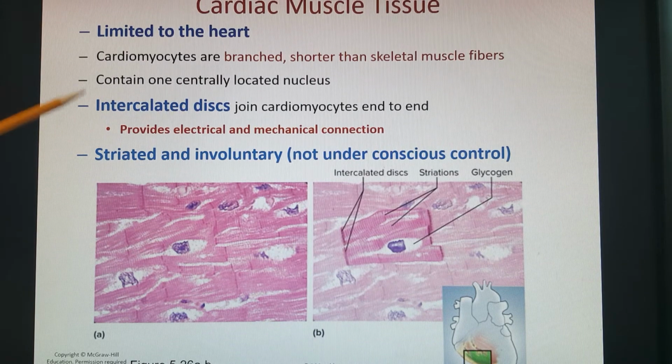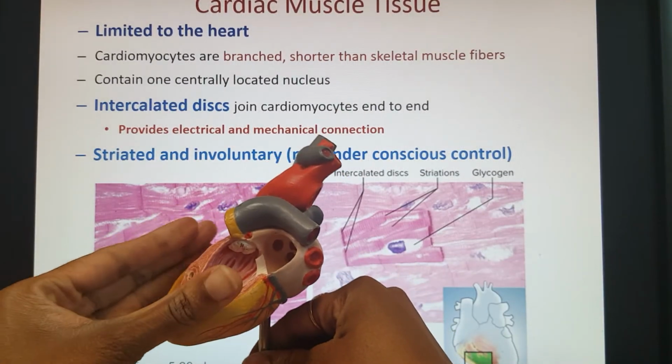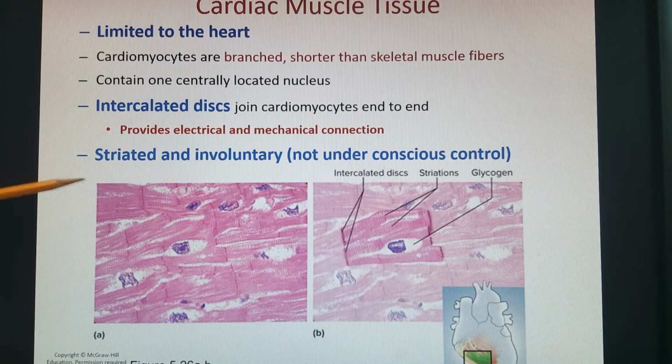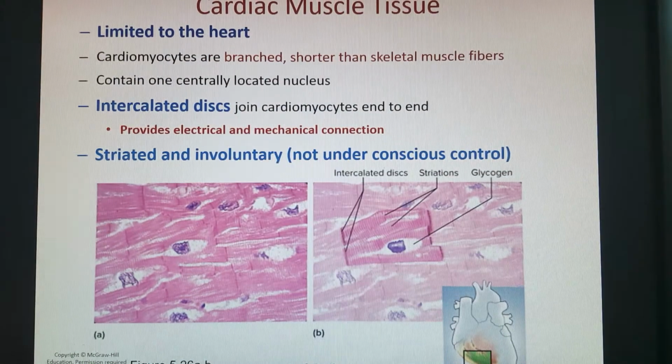So in between these cells, we have our intercalated discs. So that's the stripes that we see on our picture here. They provide electrical and mechanical connections. So getting all of these heart muscle cells to contract at the same time, you allow the signal, which is ion-based, to pass through your intercalated disc, and that way it causes all of them to contract at the same time. It also provides a mechanical connection, so it just keeps the cells together.